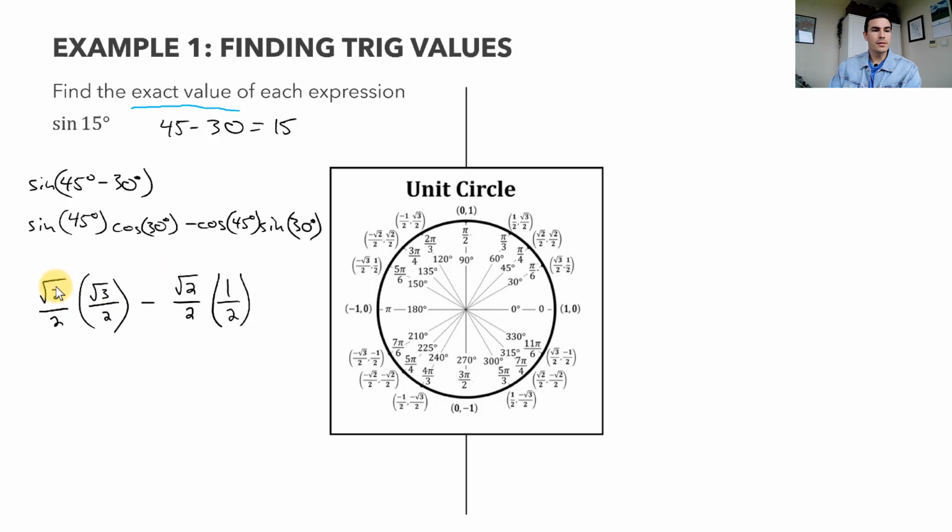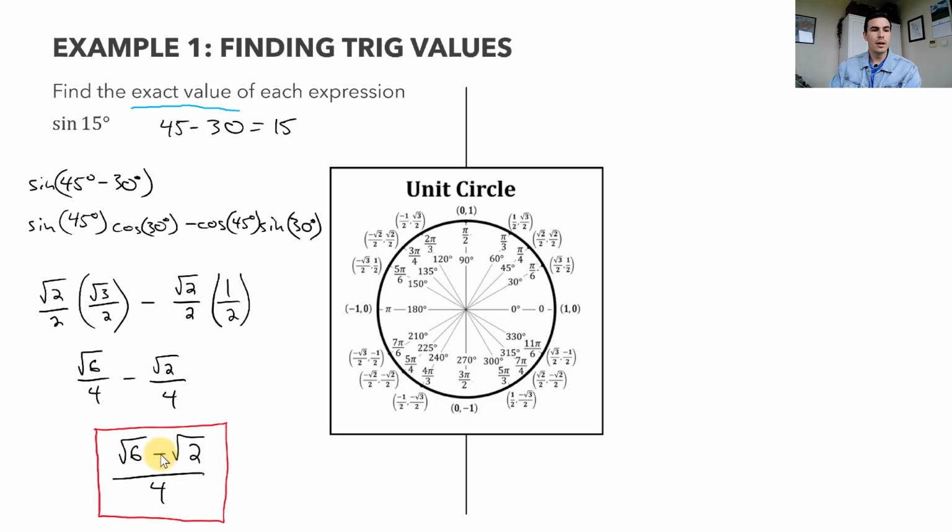And we can find exact values on our unit circle of all of these terms. So sine of 45 is going to be root 2 over 2. Cosine 30 is going to be root 3 over 2. And then minus cosine 45, again, root 2 over 2, and sine of 30 is 1/2. So I can multiply these out and I get root 6 over 4 minus root 2 over 4. And to fully simplify, we would say root 6 minus root 2, over 4. That would be our exact value there. Okay, so you guys pause the video and do the same thing, but try to find the exact value of cosine of negative 75 degrees.